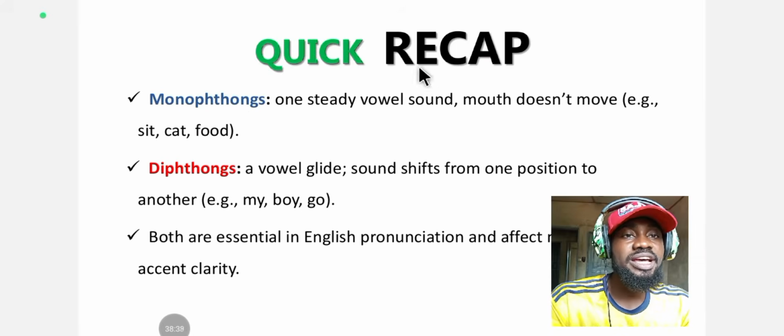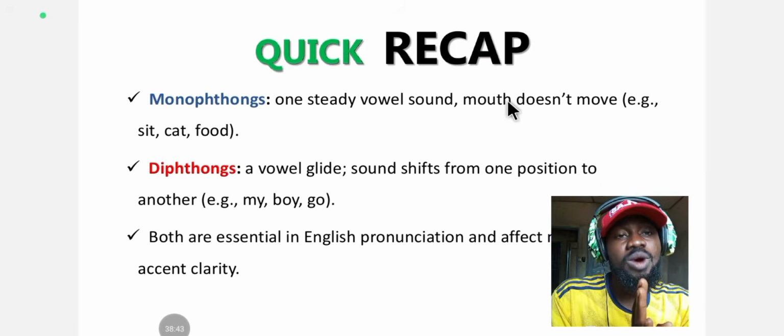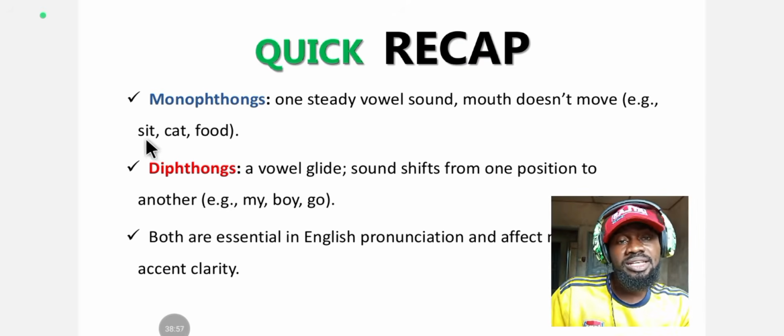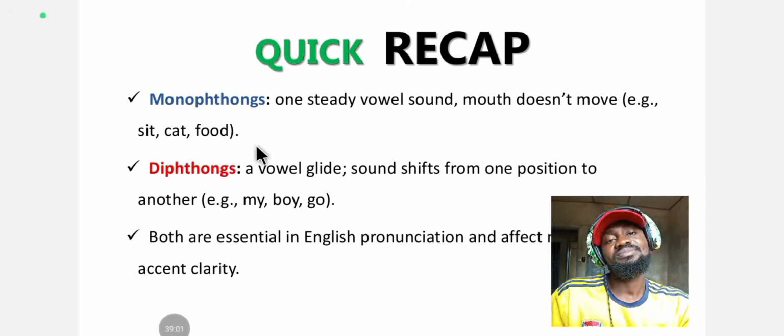A quick recap of this lecture says monophthong means one steady vowel sound. Mouth doesn't move, remains in one position. It's a pure vowel sound. And examples of monophthongs include sit, cat, food, and so on and so forth.